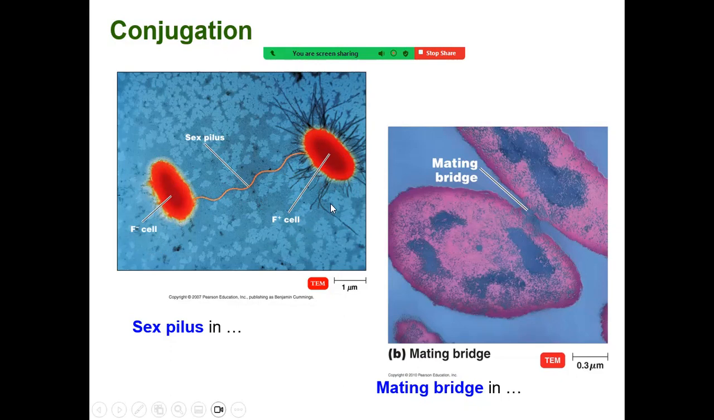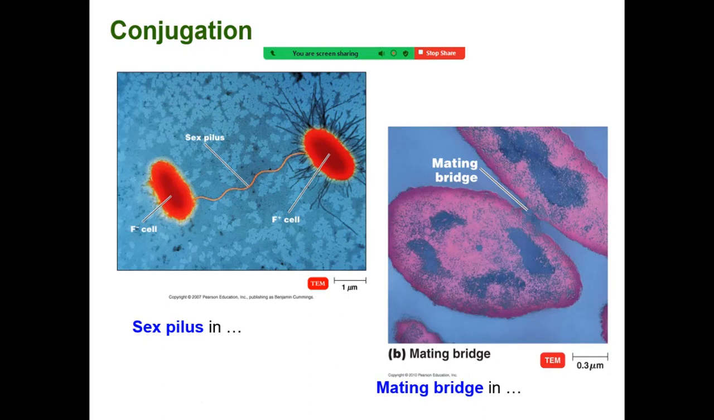That's a cell that is not an F+ cell, and we'll talk more about that. But it has the sex pilus, and then it can actually use that sex pilus to winch the two cells together. They do not have to become this close because the sex pilus is hollow, and then a plasmid from this cell can move from this cell into the F- cell. And that's sexual conjugation in gram-negative cells. We'll talk a little bit more about this.